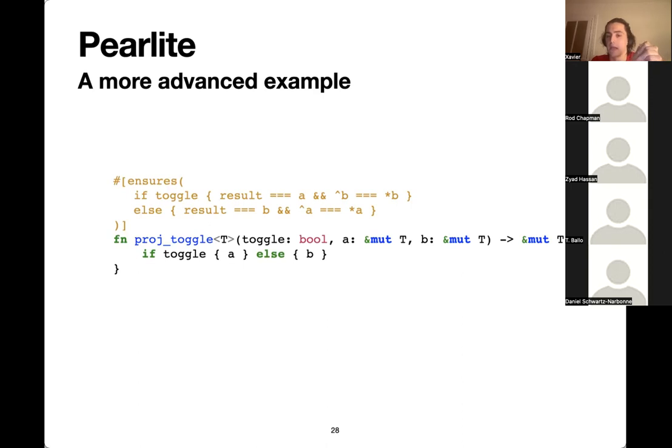But we're also saying something else. We're saying ^B equals *B. What we're saying here is that the final value of B is equal to its current value, the value it had at the entrance to the function. This is because once we've called proj toggle, we're throwing away B in the case where we return A. So we know that B is never going to be mutated. At the same time that we return A, we also learn something about the value in B.